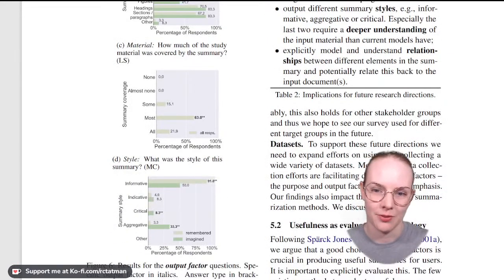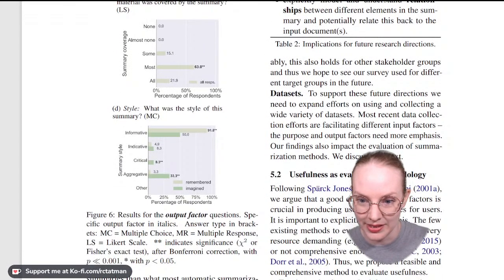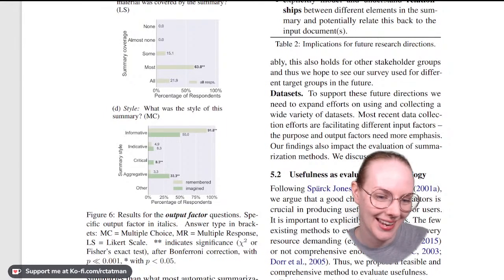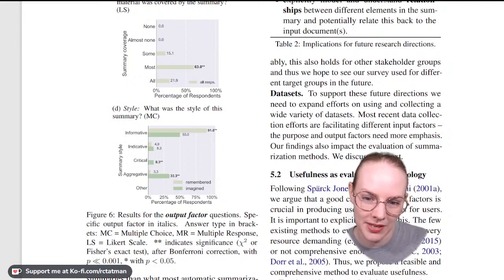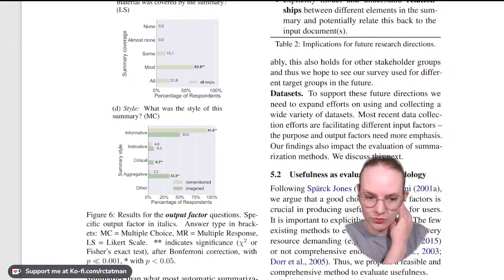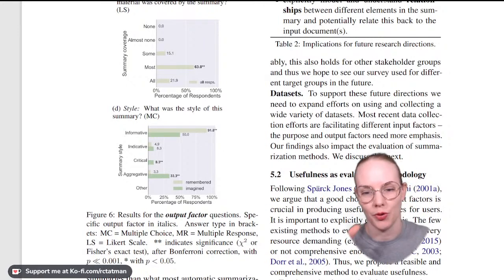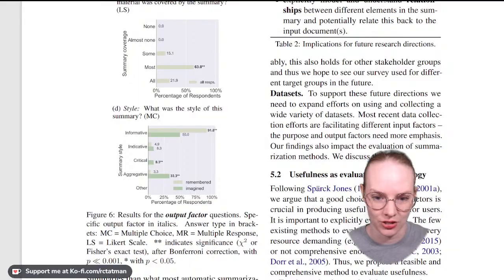How much of the material was covered by the summary? Most of them said most. And then what was the style of the summary? 90% said informative. And for those who are just imagining a summary, they said about 50% informative, 30% aggregative, and 10% critical, which none of the remembered summaries are. So I would agree with the authors. It seems like there's a desire for something that we're not there yet with as a field, summaries that don't just pull together text, don't just summarize a single text, but pull together multiple texts and provide additional information.